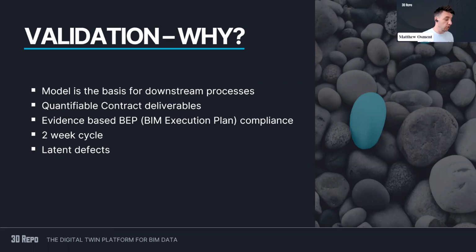You've got quantifiable contract deliverables, so you have agreements with your consultants, or if you are a consultant, you have agreements with your contractor, and typically those are documented in the BIM execution plan, the BEP. And by quantifying them, you're able to go back to that stakeholder and say, okay, here are the issues and it's quantifiable, rather than just saying, we don't think this is good enough.